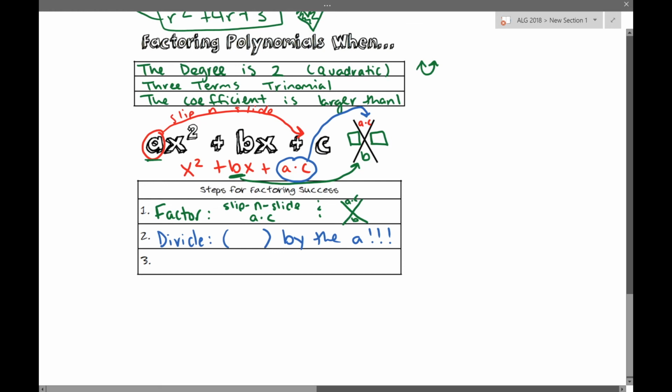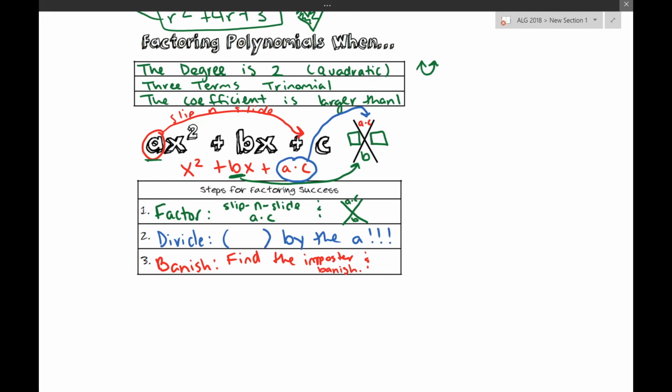Last step is called banish. Banish means I need to find the imposter and banish that imposter. And again, I know this makes no sense right now, but it will in a second.